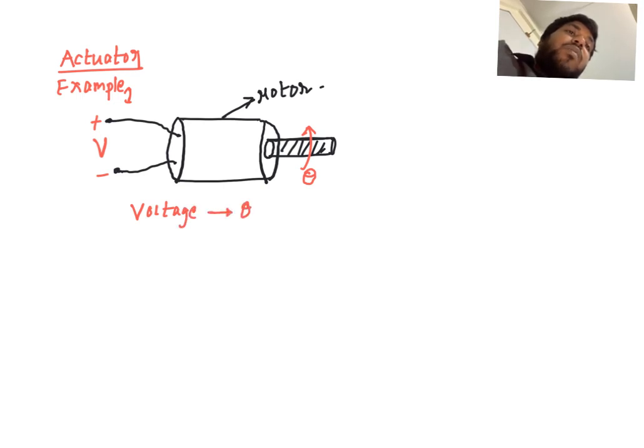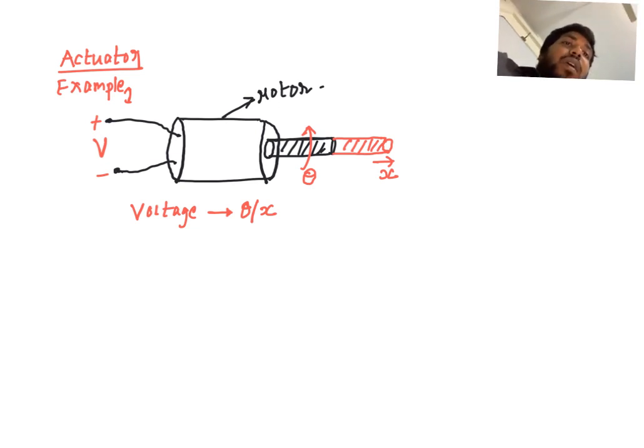Now you should also understand one more thing here. By chance if we connect a screw here at the end of the shaft, what is going to happen? This red color shaded region is the screw. So if the shaft rotates by an angular amount of theta, then the screw is going to displace a linear amount of x, right? So this theta can be converted into linear displacement x. Altogether we can conclude that electrical input is converted into mechanical output. Electrical input is voltage and mechanical output is either linear displacement or angular displacement.